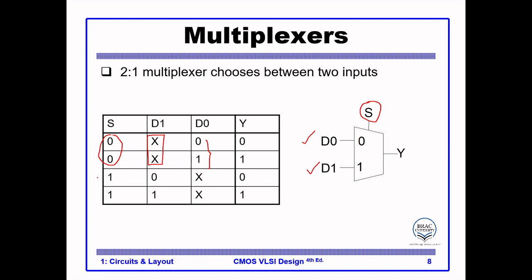And similarly, if we have a 1 on the selecting pin, our output will just be D1. So if D1 is 0, our output will be 0. If D1 is 1, the output will be 1. And we do not care about the D0 signal here. So in the second case, when S is 1, our connection will be just like this. So this S pin chooses between different inputs and passes it to the output.